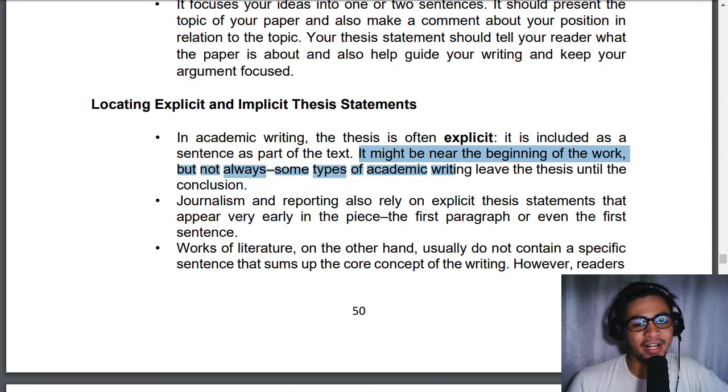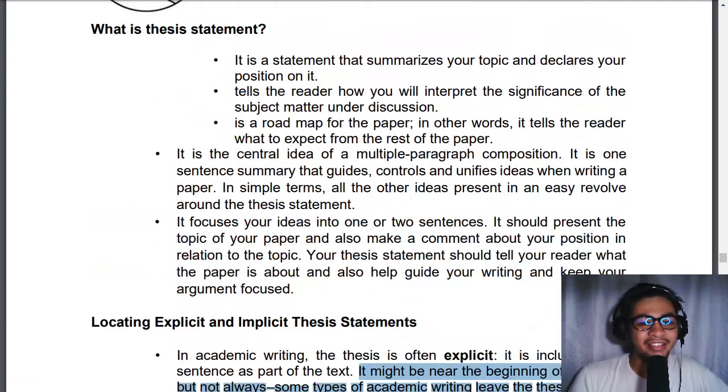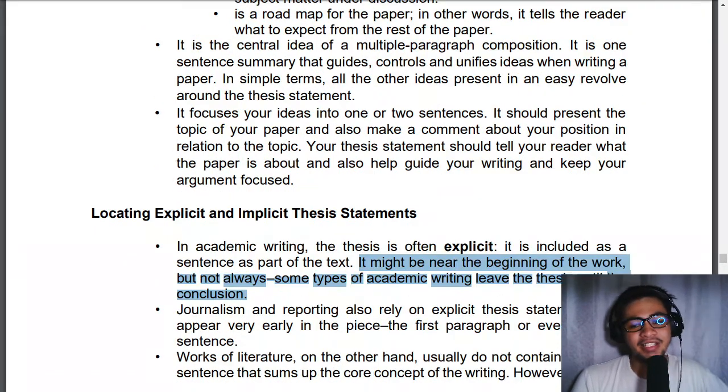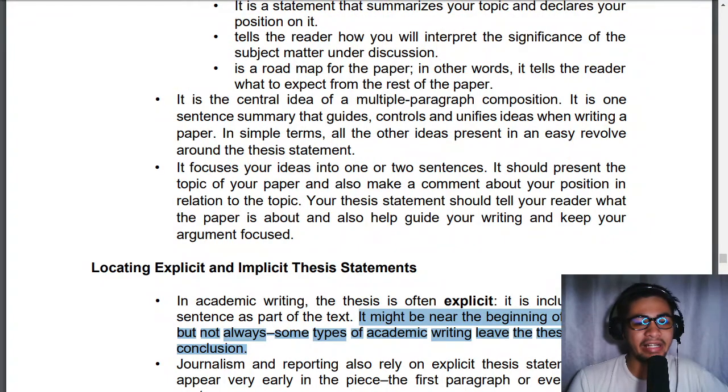Some types of academic writing leave the thesis under the conclusion. Thesis statement cannot be found in the conclusion. Why? It's because thesis statement, again, is the statement that summarizes your topic and declares your position, pero dili sad siya pwede nga sa conclusion siya makita. It's because, again, it is the central idea of a multiple paragraph composition.